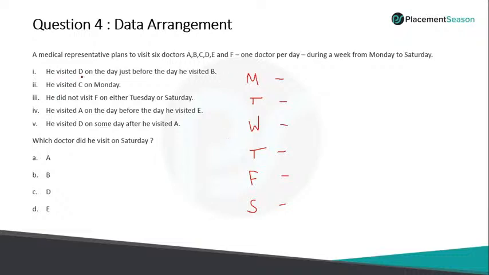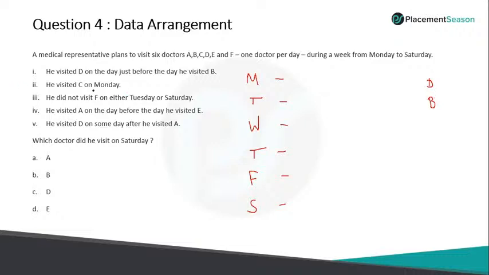First condition: he visited D on the day just before the day he visited B, right? The day is not given, so we'll write it somewhere. He visited D on some day, just before the day he visited B. So before the day he visited B, he visited D, which means after D, it should be B.